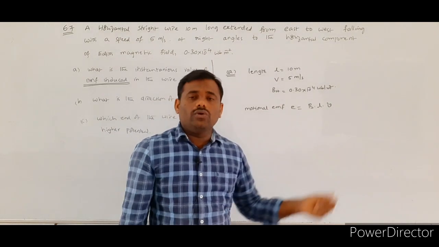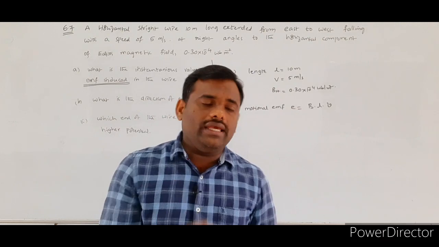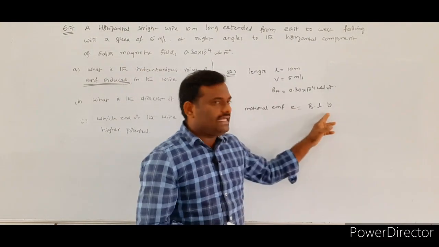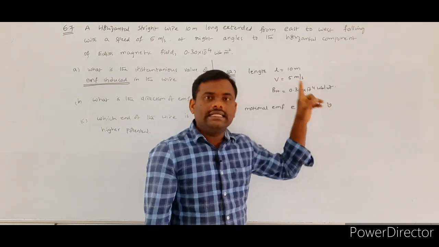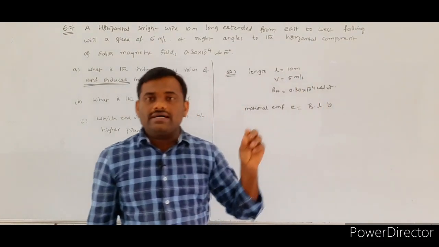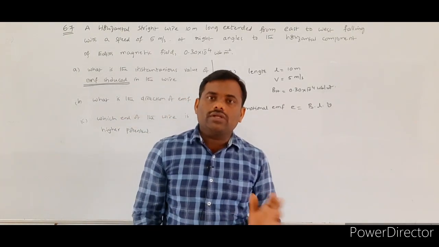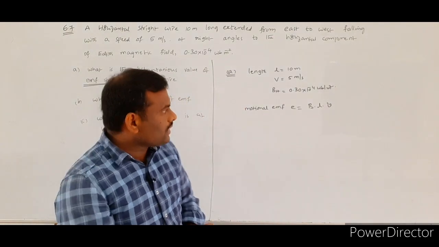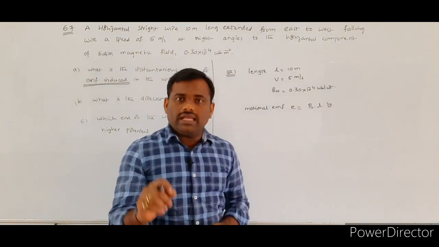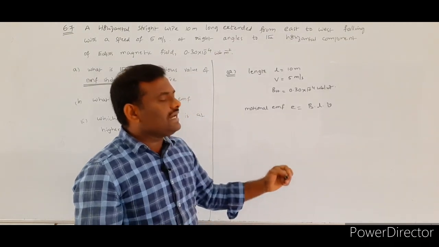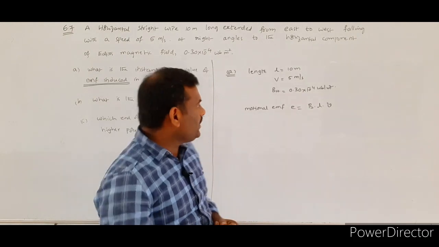As I already told, while deriving the expression for the motional EMF, all three physical quantities, the magnetic field intensity, the length of the conductor, and the velocity of the moving rod, are always mutually perpendicular to each other, so that you get the maximum motional EMF. First we will calculate the magnitude, then we will discuss the direction of the induced EMF.